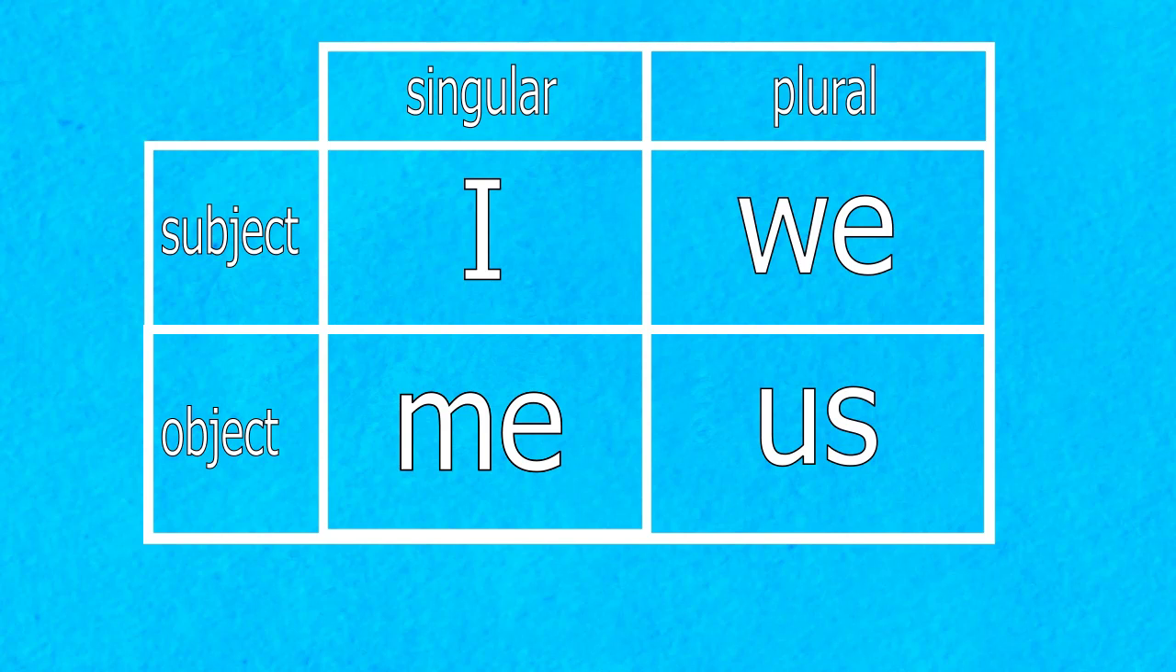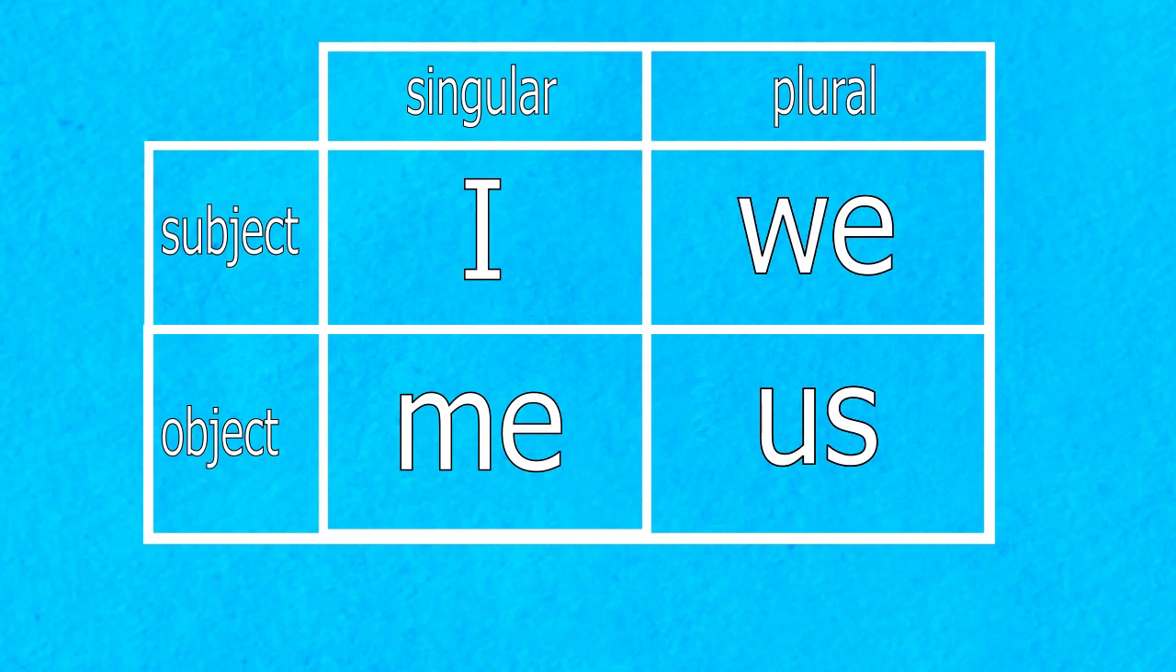Moving on to the next one, keeping singular but moving to the object case is me. Now both of these refer to me, but we have to make sure we use the correct one, depending on if the noun is the subject position or the object position. If you mix them up, you sound very strange. If you put me in the subject position, you sound very primitive, like a caveman.